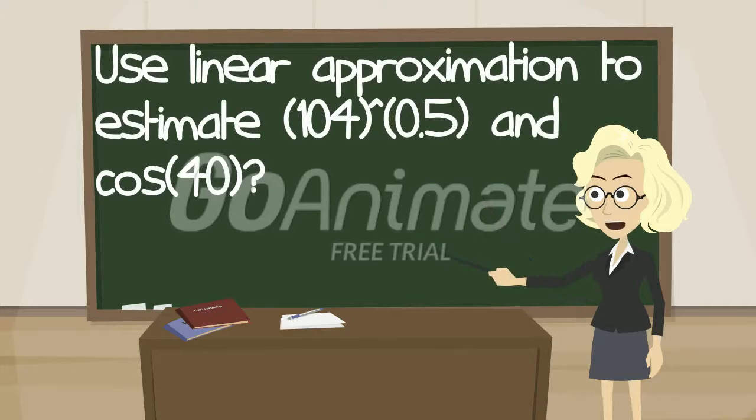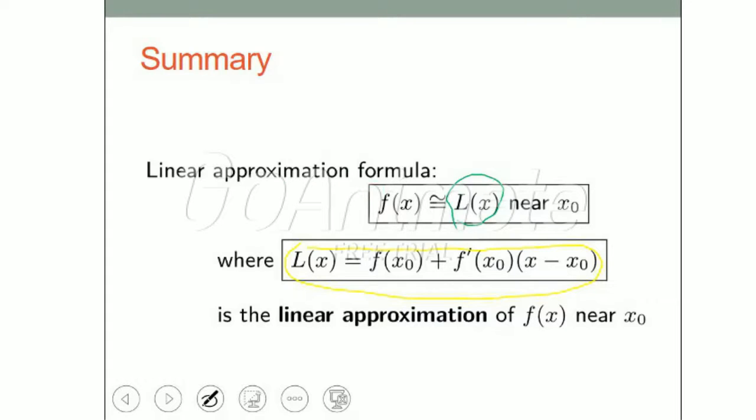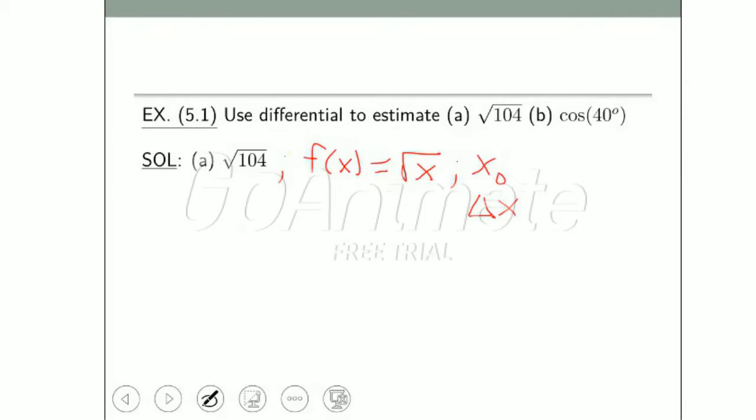We will talk about two examples on how to use linear approximation to solve square root of 104 and cosine 40 degrees. First, figure out our function, which we need to approximate. Well, here, f of x is the square root function. Now, can you guess what you think x naught and change in x are here in the formula for the linear approximation? So remember, change in x is x minus x naught.